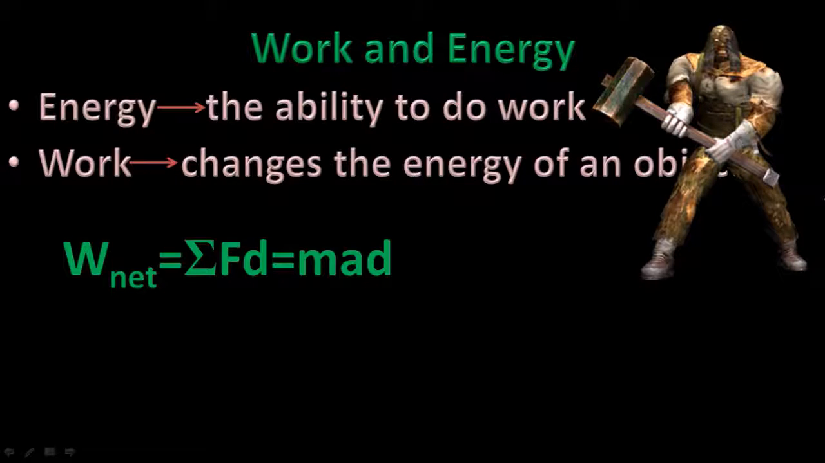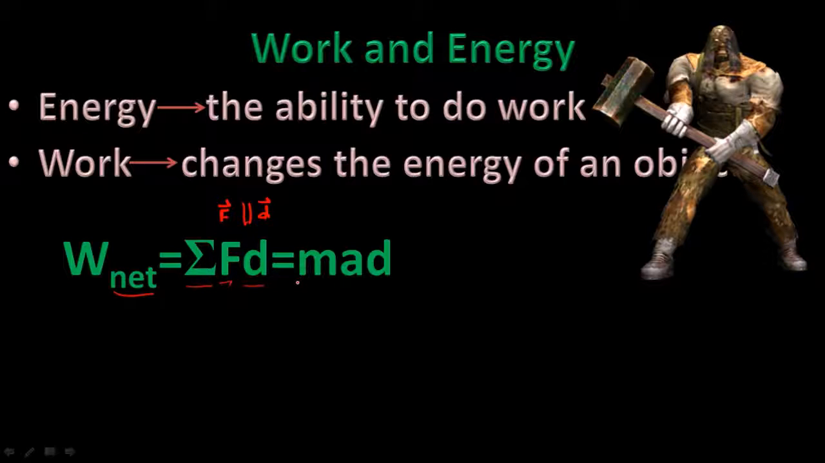The net work on an object is going to be the total force. That's what that little summation symbol means right there. The sum of all the forces times the distance, and here of course we're assuming that those two vectors are parallel to each other, so we're dropping the whole cosine of theta thing for the time being. If they are parallel, it's the sum of the forces times the distance. That's why it's called the net work, because it's the work done by the net force.